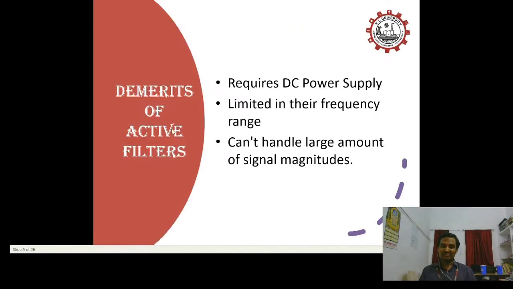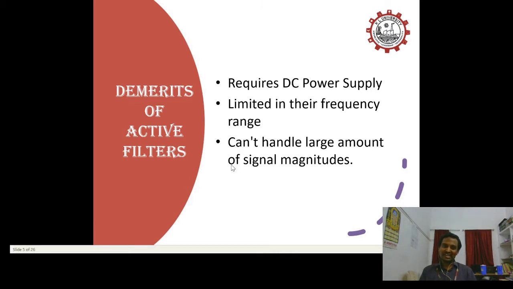So what are the demerits of the active filter? In order to operate the operational amplifier, it requires plus 15 volts and minus 15 volts. So it compulsorily requires a DC power supply, otherwise it will not operate. Passive elements can be operated at any range of frequency, say up to 500 MHz. But active filters operate only in the audio frequency range.